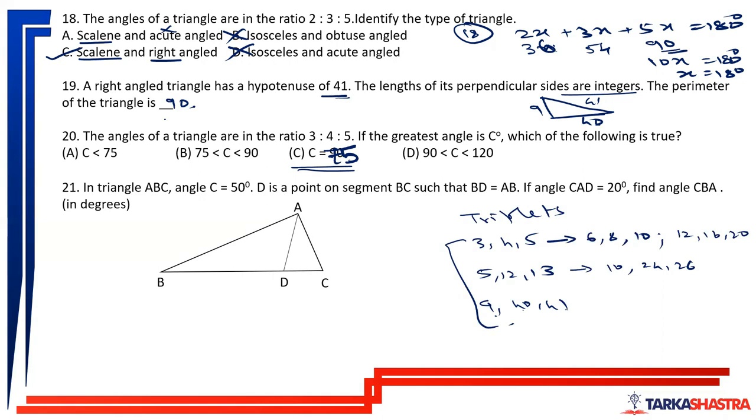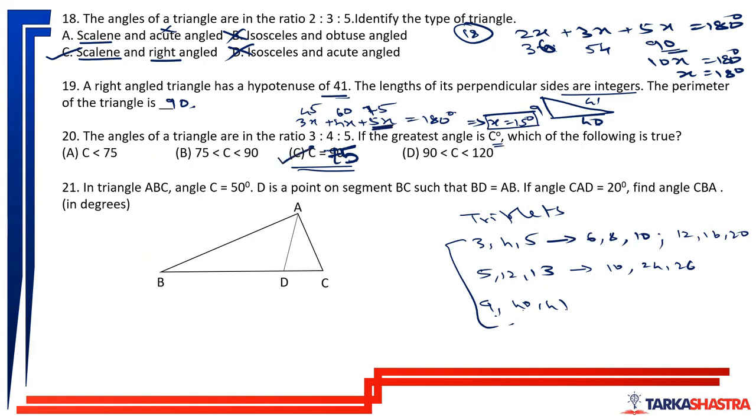Next is, the angles of the triangle are in the ratio 3:4:5. So let us say 3x plus 4x plus 5x is equal to 180 degrees, which gives me 12x is equal to 180 degrees, x is equal to 15 degrees. Just solve this, we'll get x is equal to 15 degrees. Now that x is equal to 15 degrees, so 3 into 15, 45, 4 into 15, 60, and 5 into 15, 75 degrees. If the greatest angle is C degrees, which of the following is true?